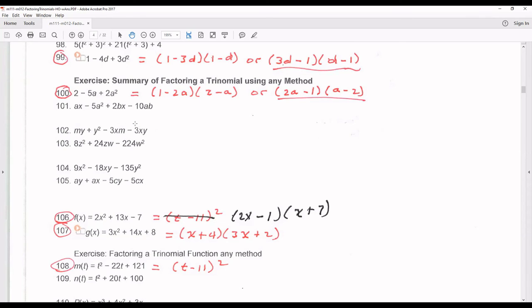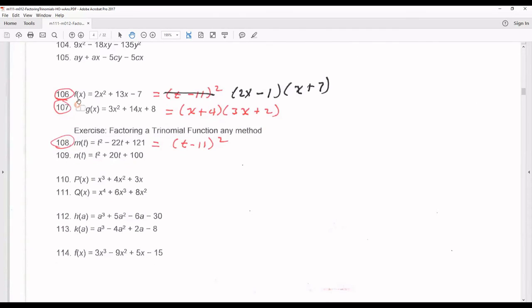Problem number 100. Once again, I could reorder this in descending order and get this answer, or I can put it in ascending order and get this answer. Notice the order of the signs. Here I have a positive 1, a negative 2a. Here I have a negative 1, a positive 2a. Here I have a negative a, positive 2, positive a, negative 2. Those offset each other. These are equivalent answers.